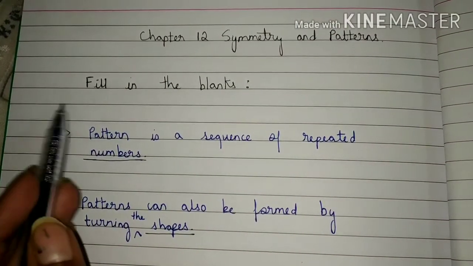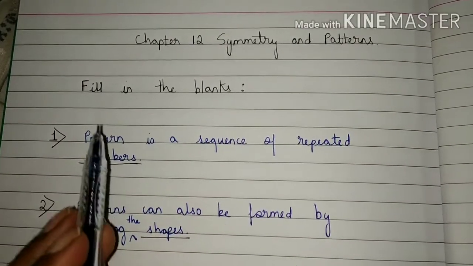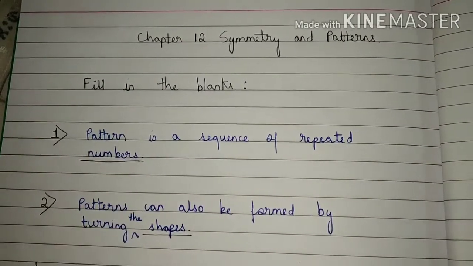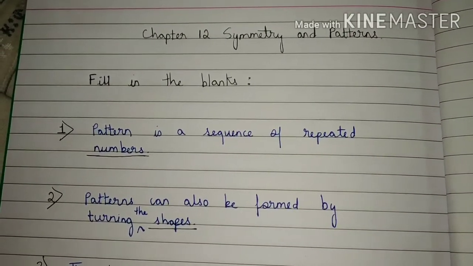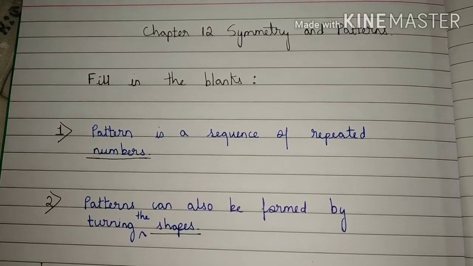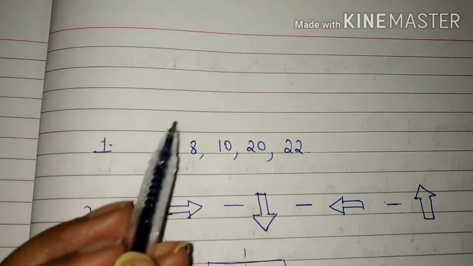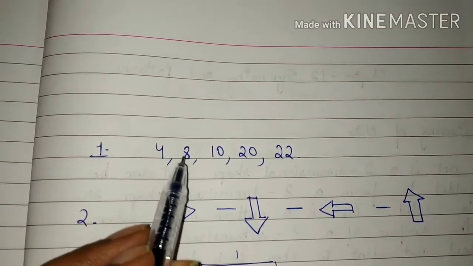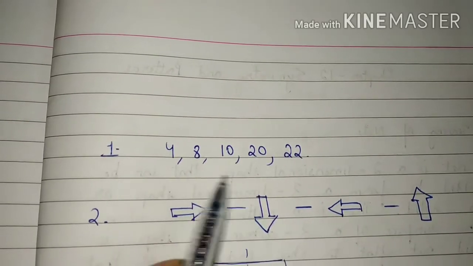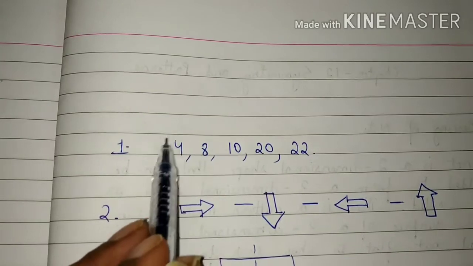Question number 1. Pattern is a sequence of repeated dash. Pattern is a sequence of repeated numbers. Students, in the definition of pattern, I have told you that pattern is a sequence of repeated numbers. Now students, look here. 4, 8, 10, 20, 22. This is a list of numbers that follow a certain sequence. So this is called pattern.